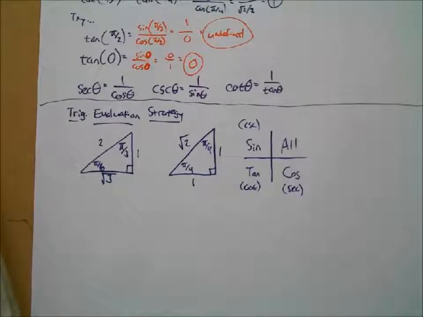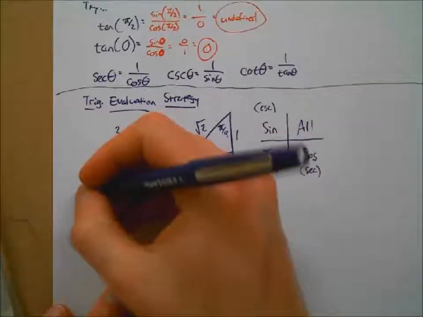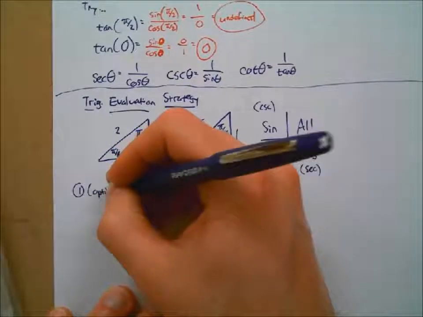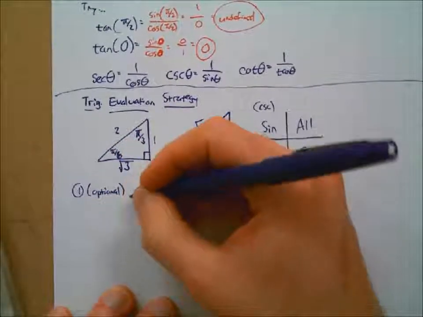So these three things will allow us to pretty much evaluate any trig functions we come across that are on the unit circle. Okay, so here's my recommended procedure to follow. One, and it's optional to do this, but I'm going to recommend it just for our purposes: convert to radians.